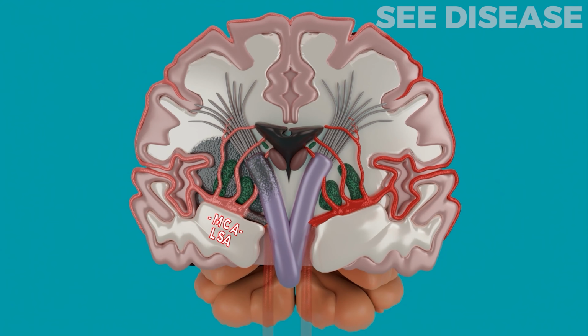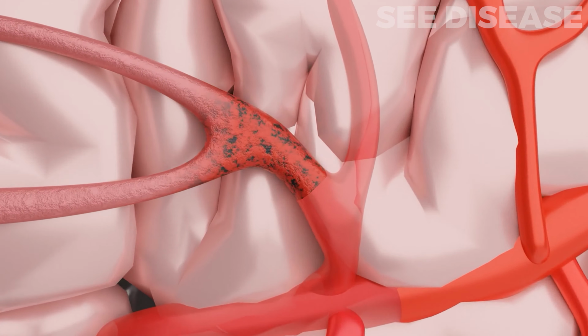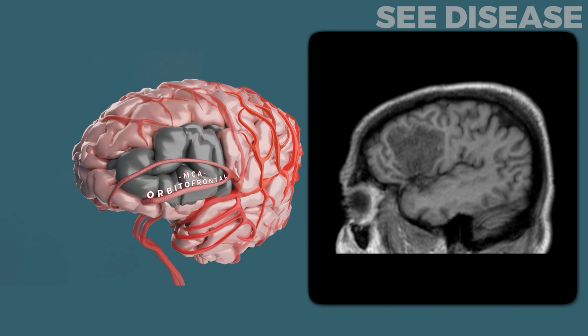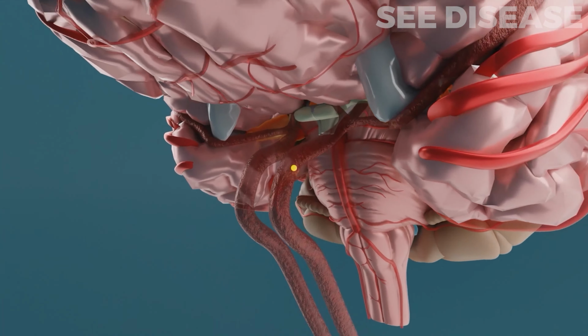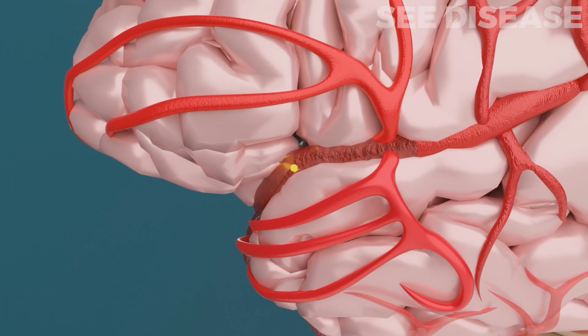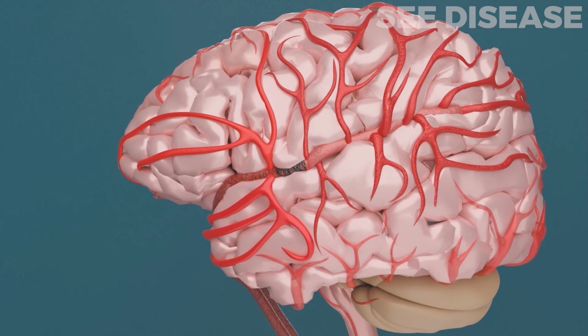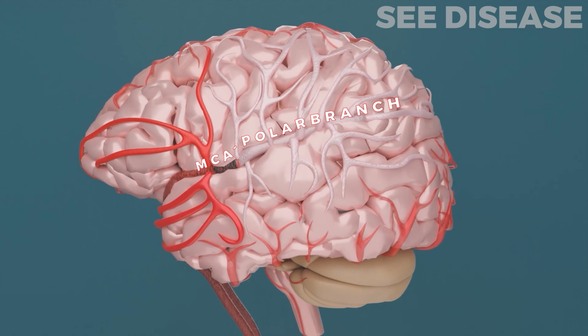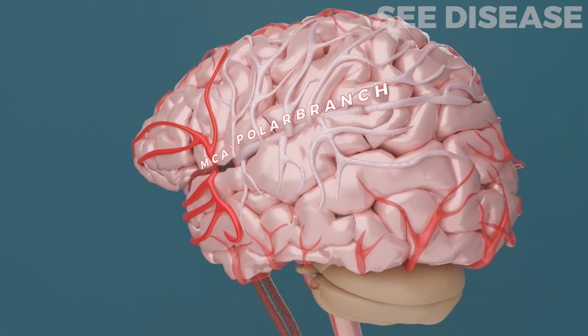brain, and similarly, the orbitofrontal branch may be occluded, or it can cause occlusion of the inferior branch of the middle cerebral artery, that is the polar branch, which is the lateral aspect of the brain, and see the infarct there.